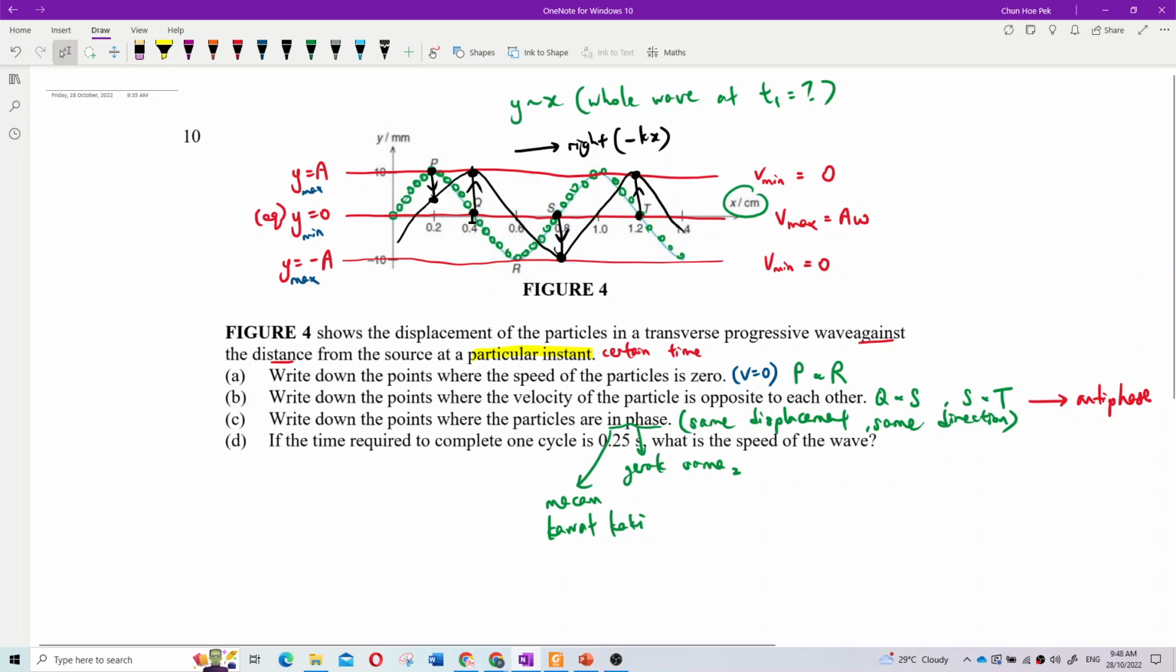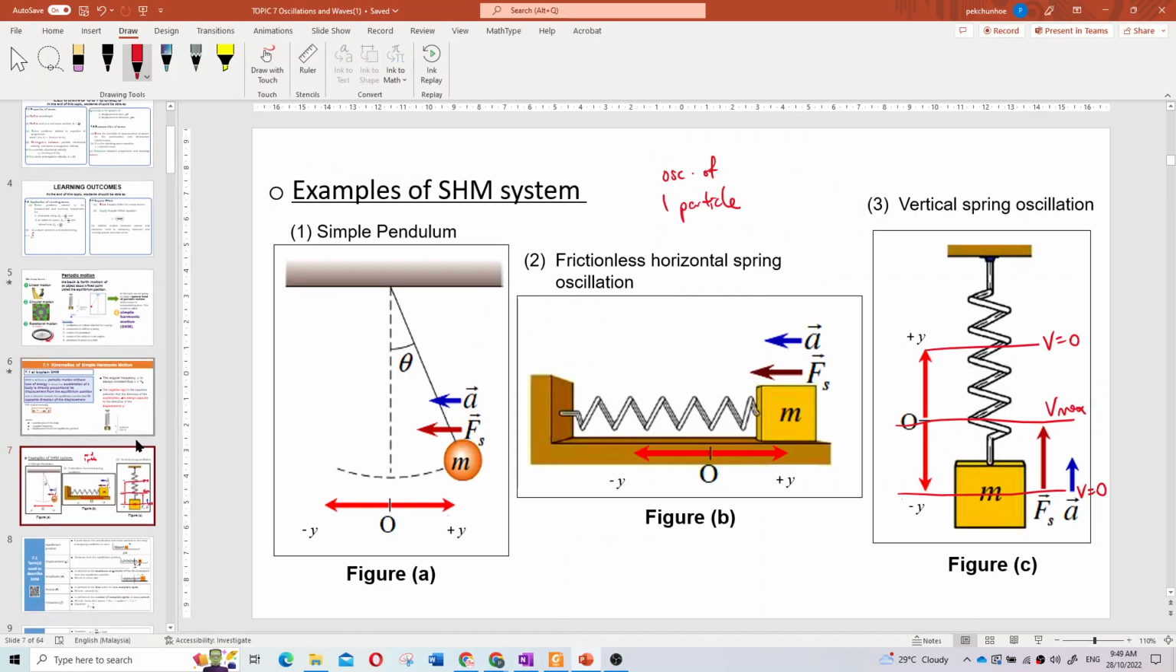Dia mesti same displacement. Macam Q and T both at equilibrium, and then they both move in the same direction. Q naik, T pun naik. Sama-sama naik. Nanti sama-sama turun. You boleh bayangkan tak? Q dengan T ni sama-sama naik, sama-sama turun. Ada tak?